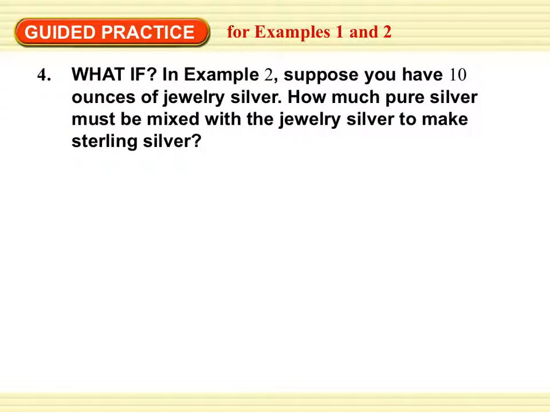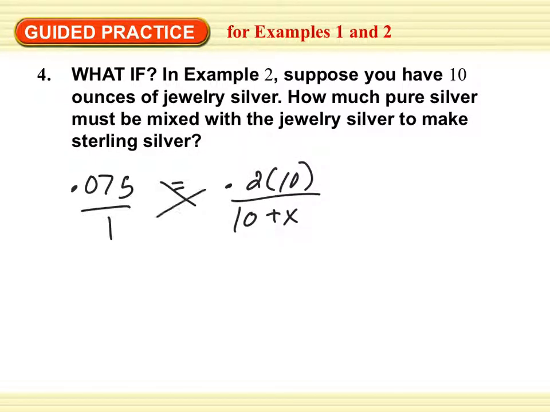And the last one, what if in example 2, suppose you have 10 ounces of jewelry silver, how much pure silver should be mixed to the jewelry silver to make sterling silver? So still 0.075 is our percentage of copper, and we want 0.2 times 10 over 10 plus x. Cross multiply. 0.7, sorry, I was doing the math. 0.075 times (10 plus x).